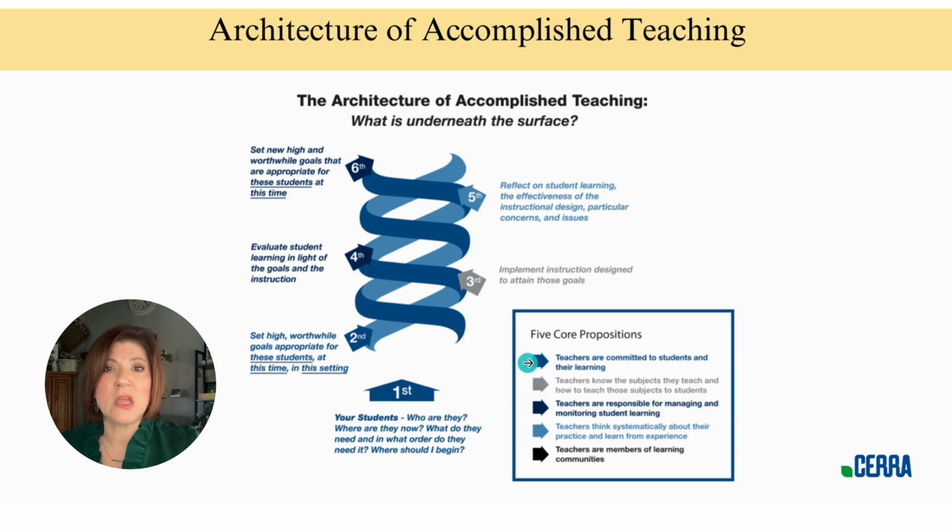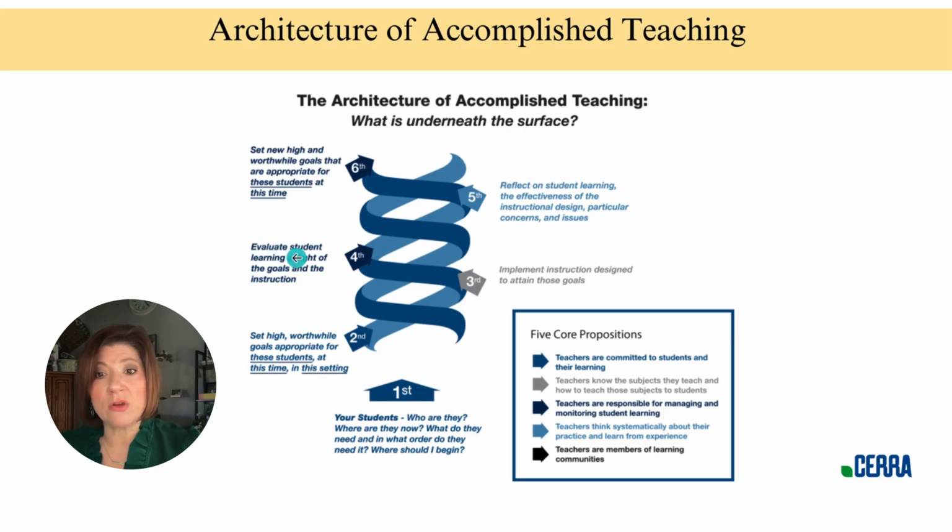Looking at core proposition number 2, teachers know the subjects they teach and how to teach it to their students. From there, you're taking those goals that you created for these students in this time period and you are implementing that instruction so that those students can attain those goals. Core proposition number 3, where you're responsible for managing and monitoring student learning, falls into the fourth step, evaluating student learning in the light of the goals and the instruction that you taught.